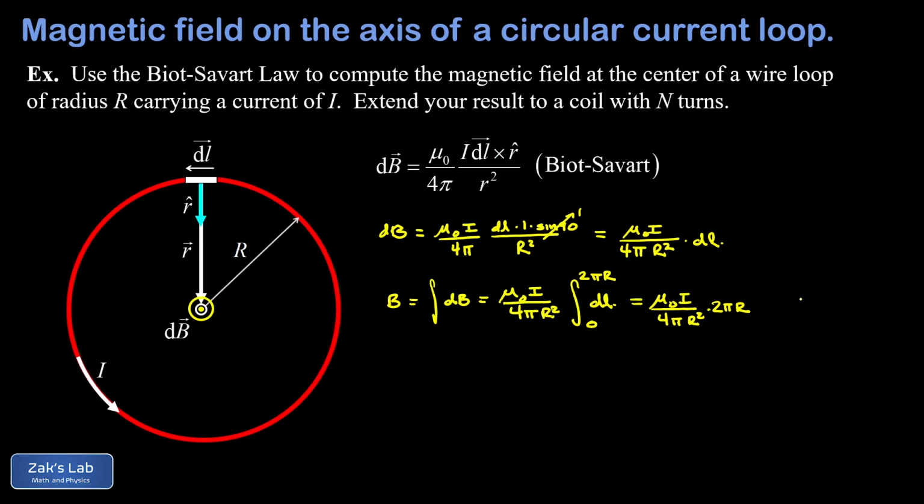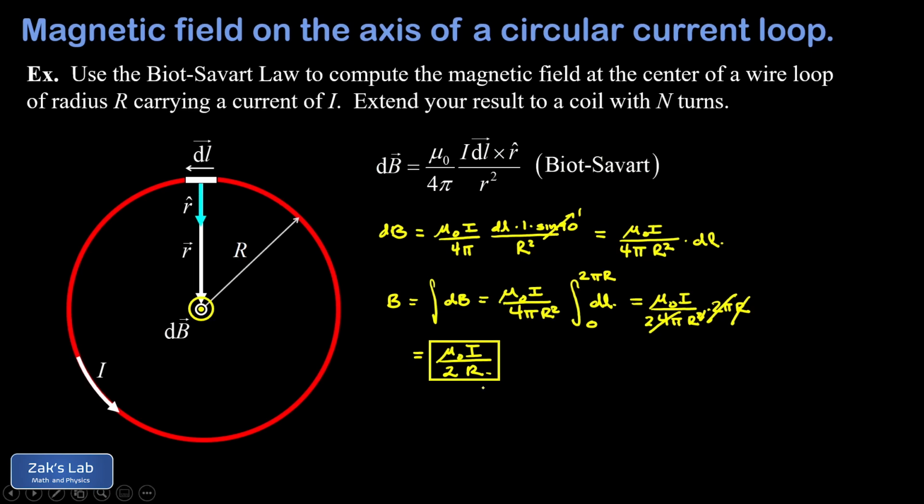So our magnetic field is mu naught I over 4 pi big R squared times 2 pi big R. We can cancel one of the big R's. We can cancel a 2 pi. That leaves us with a 2 in the denominator. And we obtain our result for the magnetic field at the center of a ring of current. It turns out to be mu naught I over 2R.